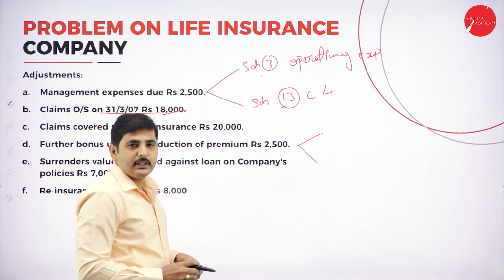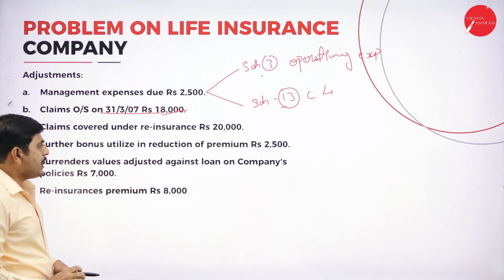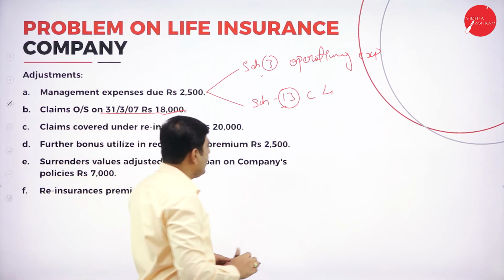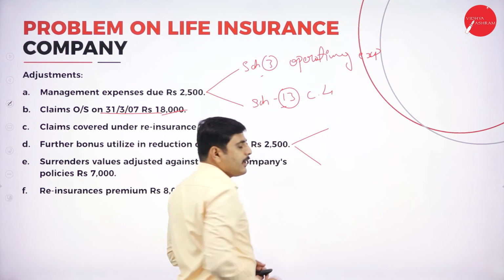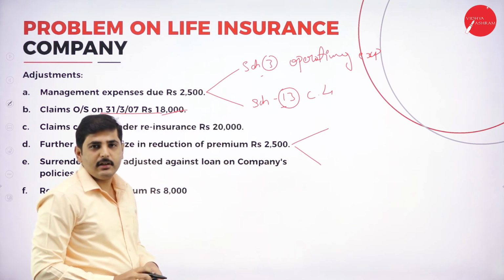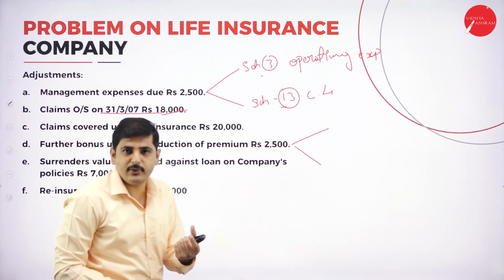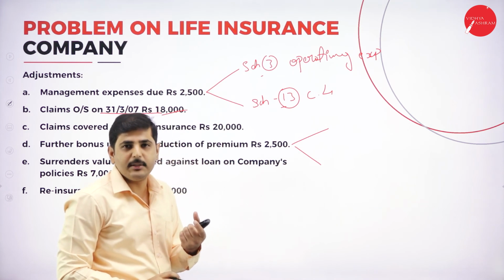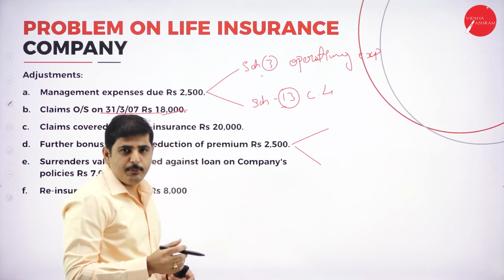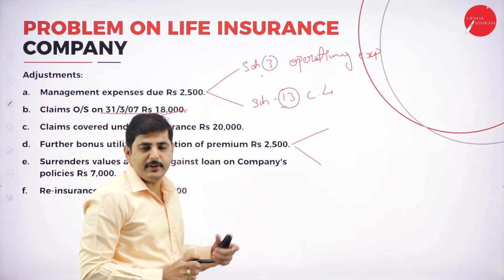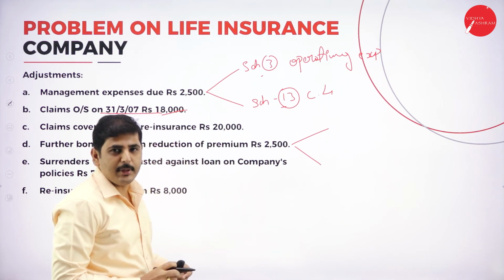Again, coming to further bonus. Further bonus in reduction of premium, 2,500. Where do we have to show this? Bonus, in which schedule can you see the bonus? In schedule number 4, bonus will come. So it is benefits paid. Bonus will come under benefits paid.